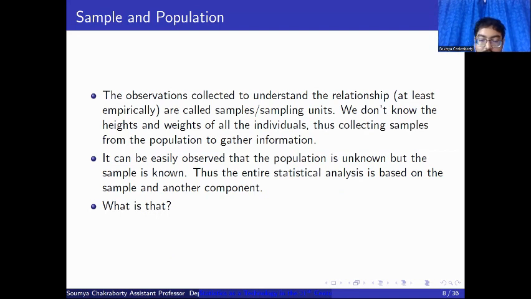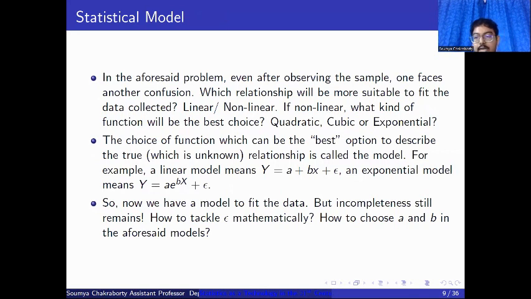But there is another uncertainty, and this uncertainty is about f. So what will be the choice of it? Linear or non-linear? If non-linear, then quadratic, cubic, or exponential. So if linear, then this will be the relationship, that is y equals a plus bx plus epsilon, where x is the height and y is the weight. If exponential, then y equals a times e to the power bx plus epsilon, that is the error term.